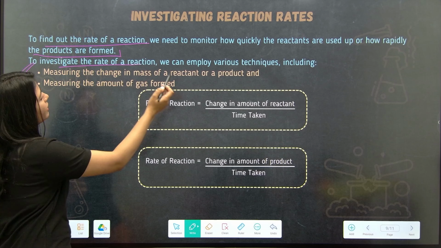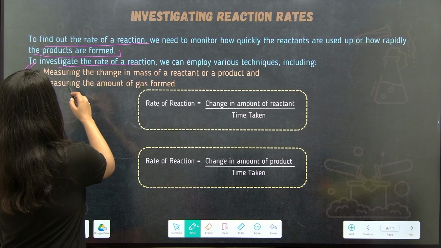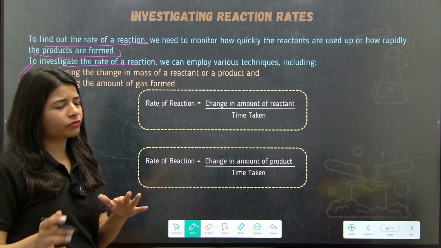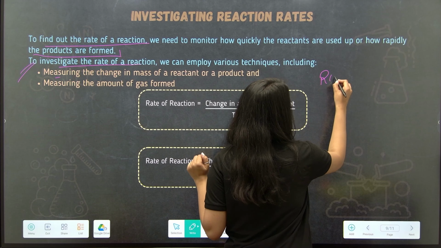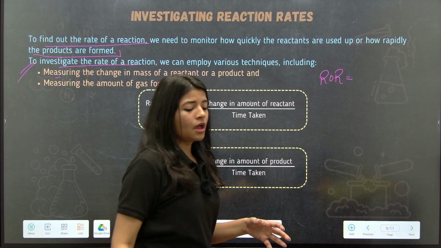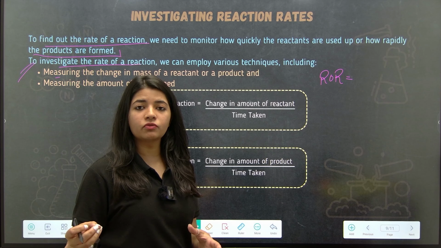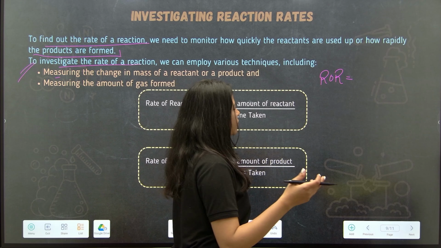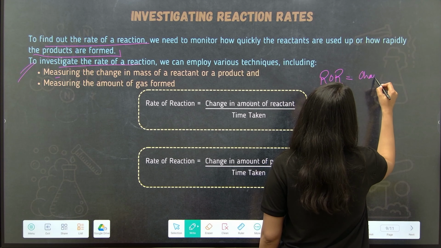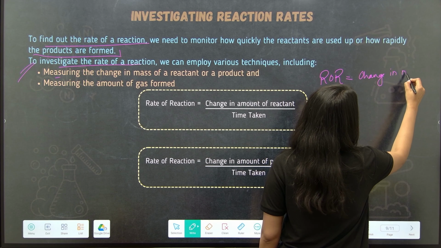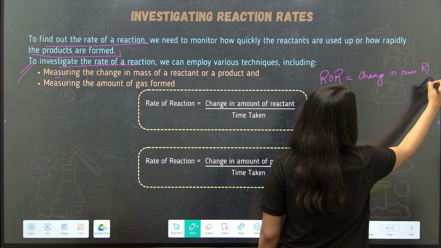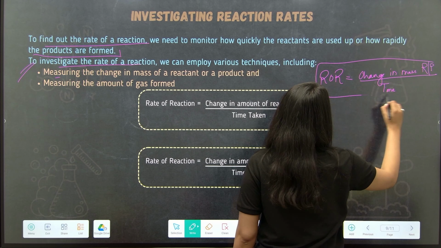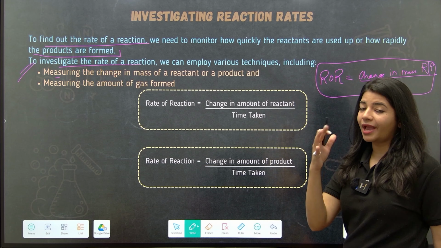To investigate the rate of reaction, we can employ various techniques. We are going to talk about these, but before that, let's understand the formula to calculate rate of reaction. Everything is in your definition only. What is rate of reaction? It is how much change in concentration is taking place per second or minute, whatever unit of time we are considering. Change in mass of reactant or product divided by time. So this becomes your rate of reaction. This is how we are going to calculate your rate of reaction.